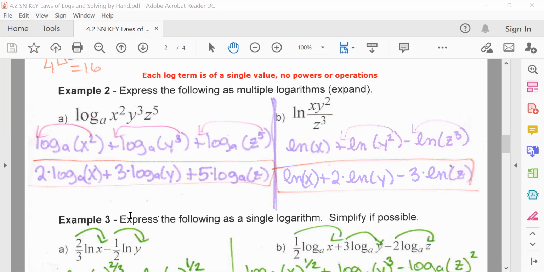Good? All right, then on the last one, this power of 5 comes out front, and we have 5 times log base A of z. Good? All right, take a peek at that for just a second. Ask questions if you have them.